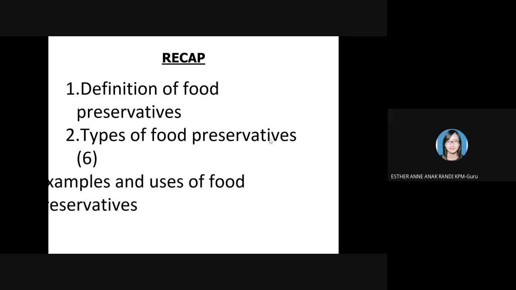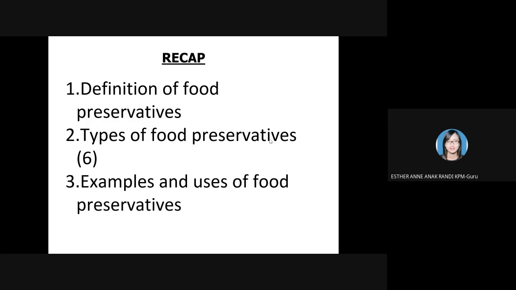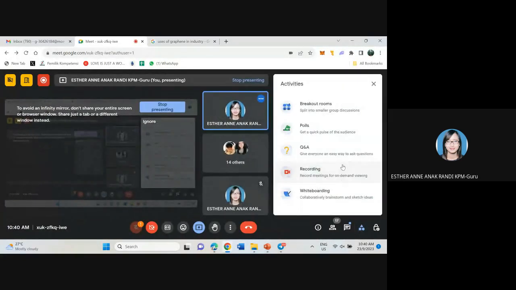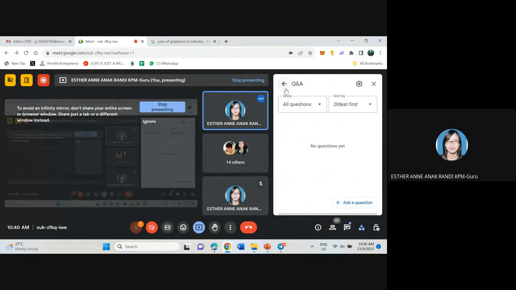And then you have to remember for each one, remember the example and where do we use them. For example, just now we have the sodium benzoate, the sodium nitrate. For what? In processed food, in sauces, for example. Ingat 1-2 contoh cukuplah. So that's the end for food additives. Boleh. No question so far?